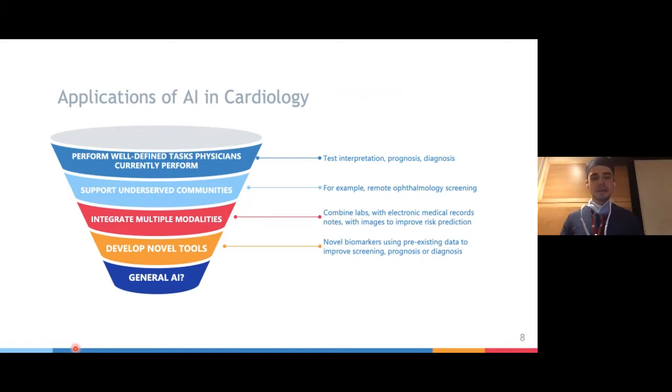So I'll show some examples in the future. And I just want to finish with general AI, because you're going to hear that term sometimes in the press or in the media. General AI is really part of the realm of science fiction. Right now, we have narrow AI, which is really good at a single well-defined task. And there's no current path towards general AI.